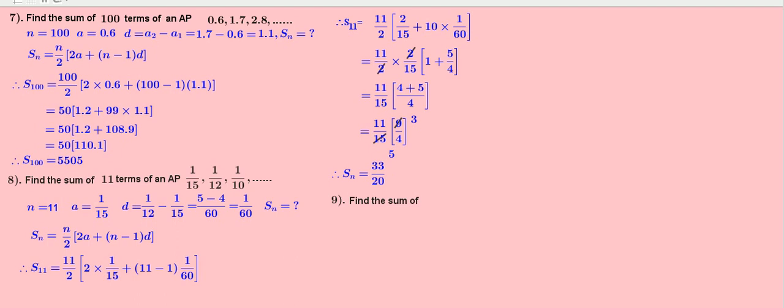Problem number 9. Find the sum of 7 plus 10 and half plus 14 plus and so on up to 84. Here first term a is equal to 7. Common difference d is equal to a2 minus a1, that is 10 and half minus 7. Difference is 3 and half. 3 and half can be written as 7 by 2. an is equal to 84. N has to be calculated, also Sn.